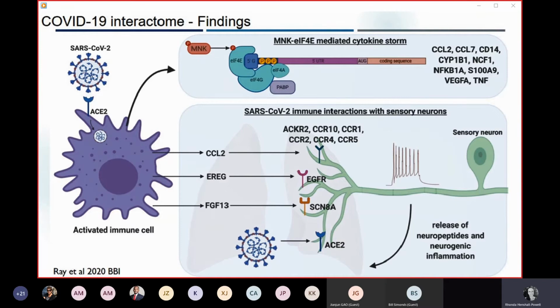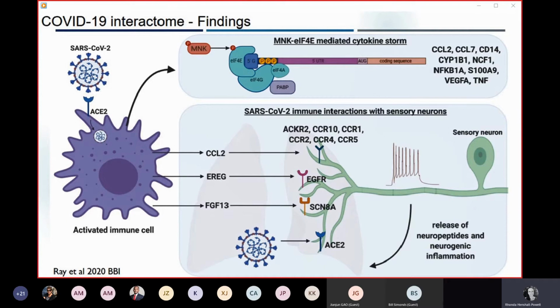But essentially, what we found was that these immune cells, and they're mostly macrophages, that are in the lungs of the people with severe disease are increasing a set of chemokines and other ligands that have receptors that we think are fairly robustly expressed by dorsal root ganglion neurons that innervate the lung. And two of the most highly increased inflammatory factors coming from these immune cells are CCL2 and epiregulin.